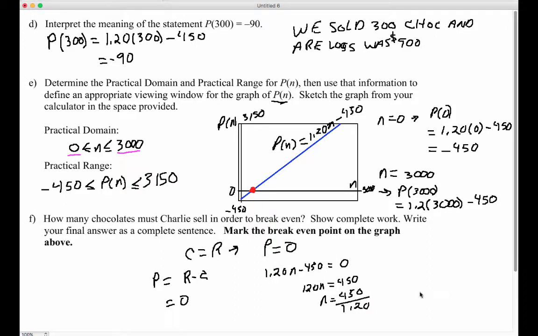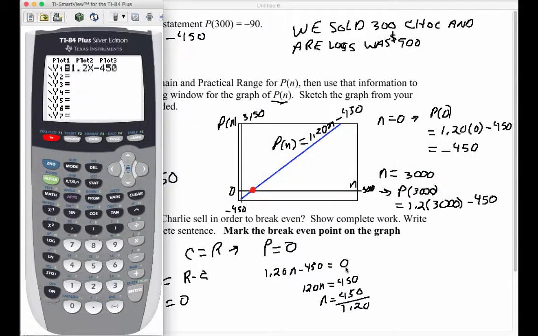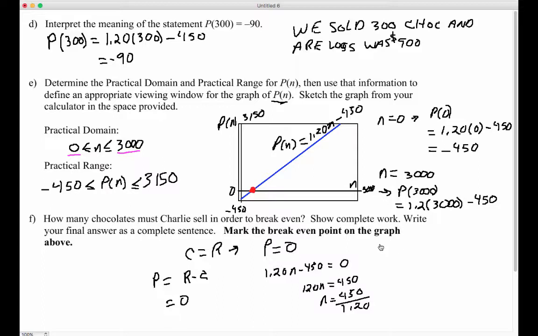So let's go ahead, go back to the calculator here, and let's go ahead and take 450 and let's divide that by 1.2. We get 375, which makes sense because we lost money when we only sold 300 of them. So the break-even point here is going to be 375 by 0. In other words, you've got profit of 0. They asked us to mark that on there.